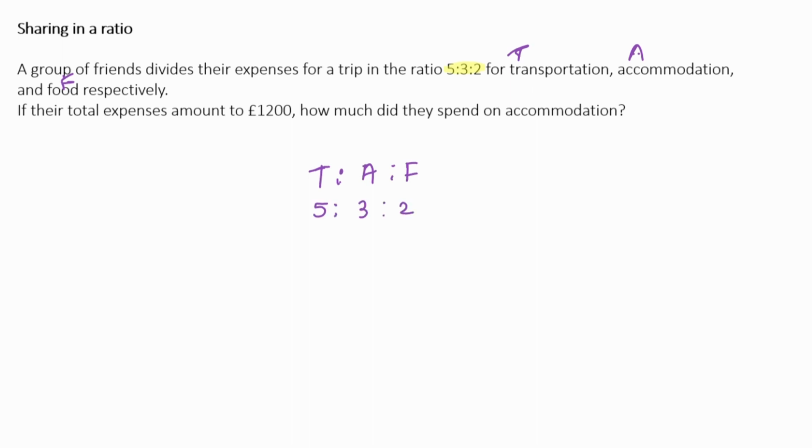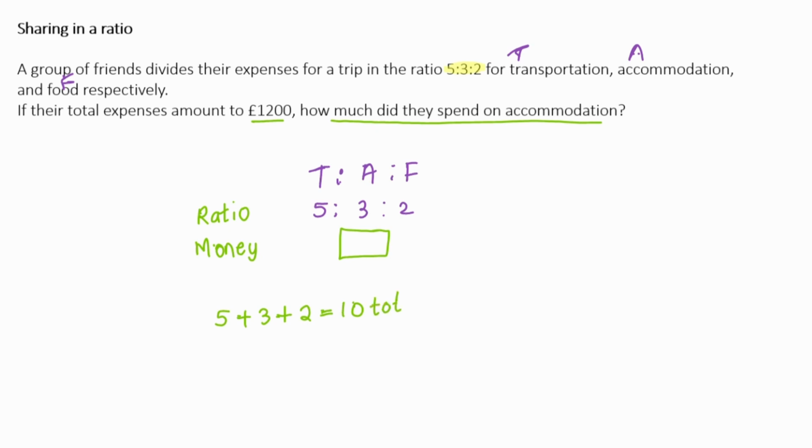5:3:2. We're then being told that their total expenses amount to £1,200, and we are only looking for the amount that they have spent on accommodation. We have been given the ratio in which they have spent this £1,200. So we can therefore first start by adding the numbers in our ratio, 5 plus 3 plus 2, to give us the total parts. And this gives us 10 total parts that this £1,200 is going to be divided into.